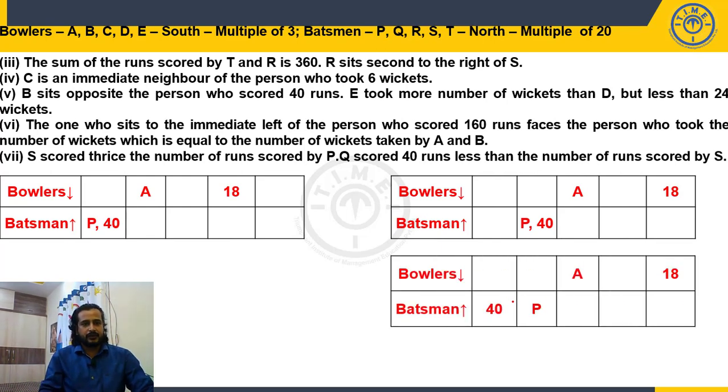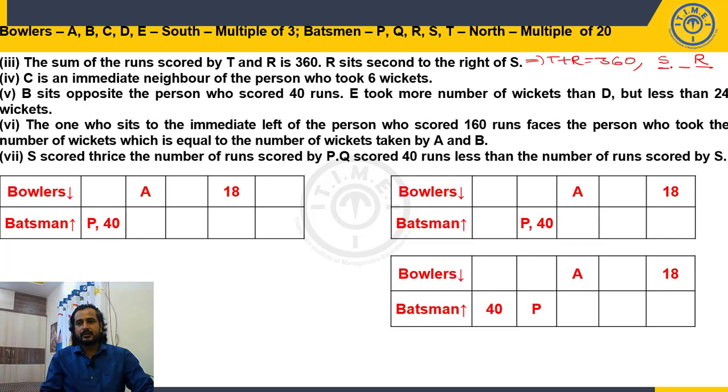What is the next clue given? The sum of the runs scored by T plus R is equal to how much? 360. So T plus R is equal to 360. Keep it aside. T plus R is equal to 360. Clear? And what is given next? R sits second right of S. R sits second right of S.